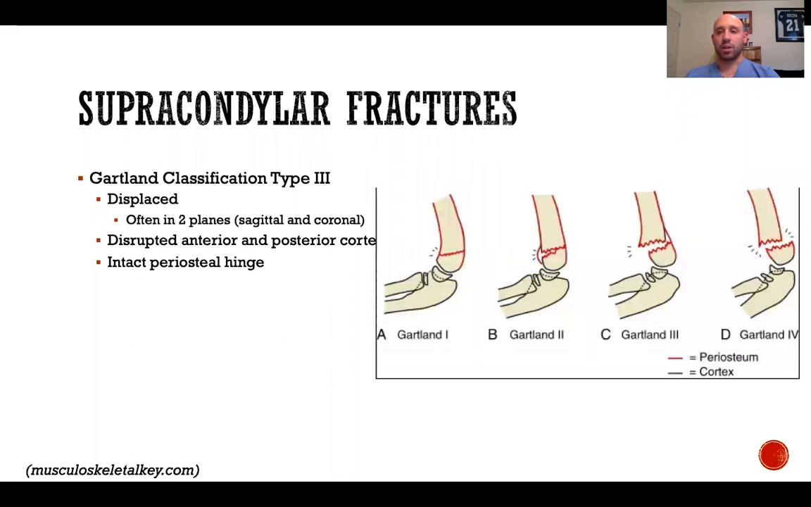Your type 3s are going to be even more displaced. And again, it's going to be mostly in your sagittal plane, but now we have some coronal plane involvement. And so you still have a disrupted anterior cortex, but now we have a disrupted posterior cortex, but there's still some intact periosteum in the posterior aspect that's going to give it some more stability.